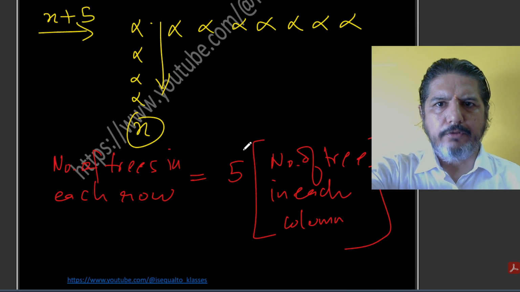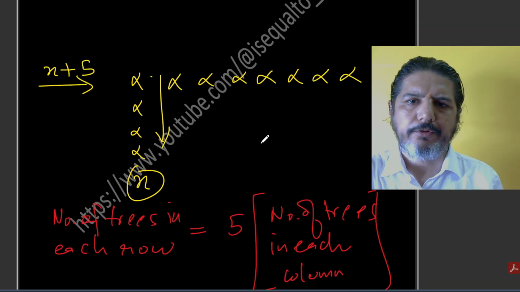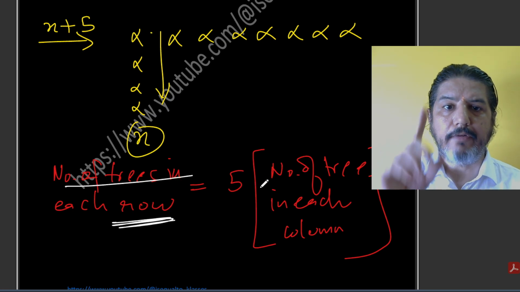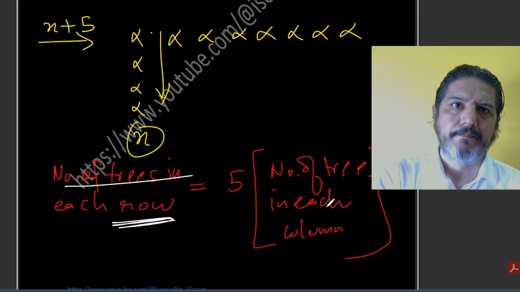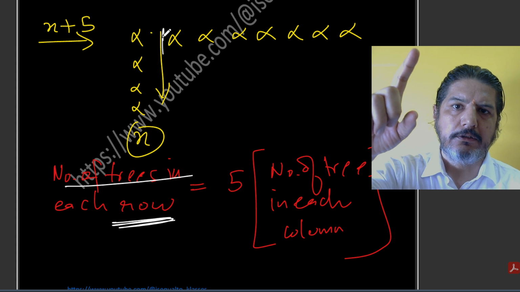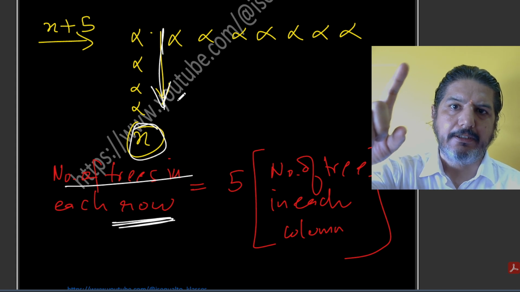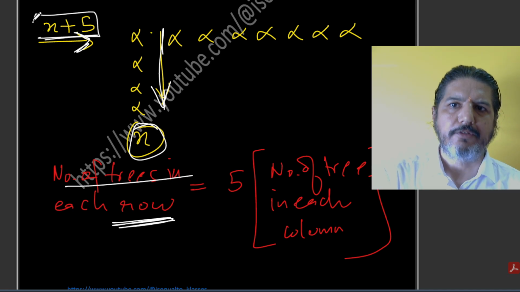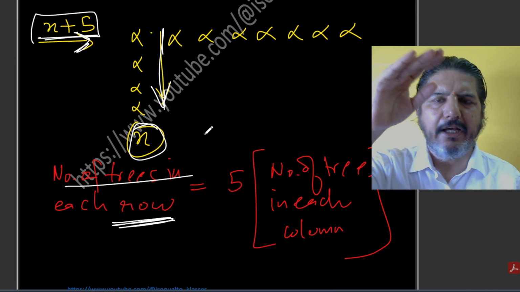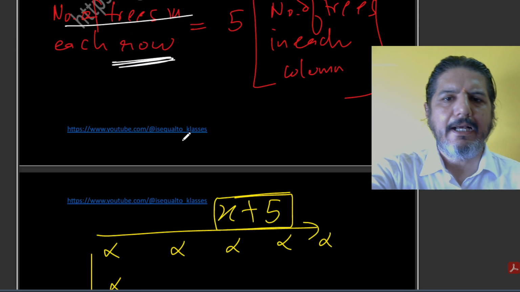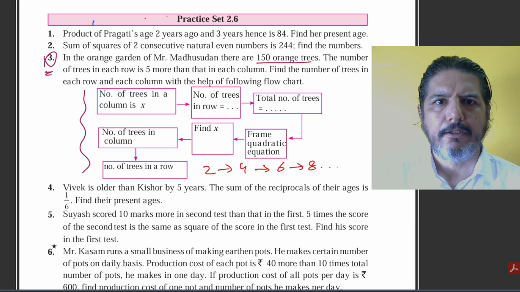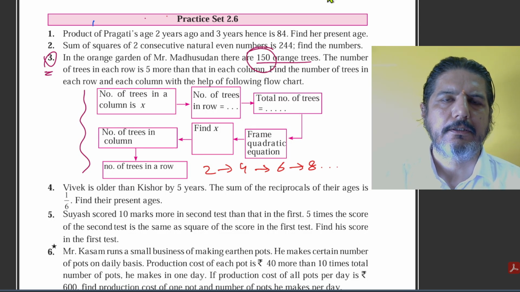And then we looked at the question. What the question was saying is that the number of trees in each row is 5 more than the number of trees in each column. So if there are x trees in each column, then the number of trees in each row would be x plus 5. And if I multiply x into x plus 5, then I'll get the total number of trees in the garden. The total trees in the garden are 150.